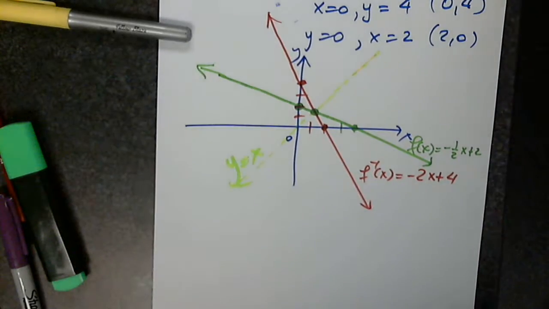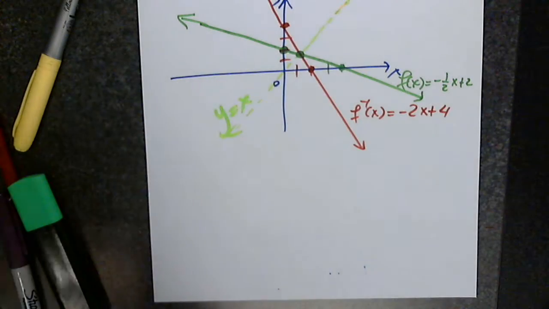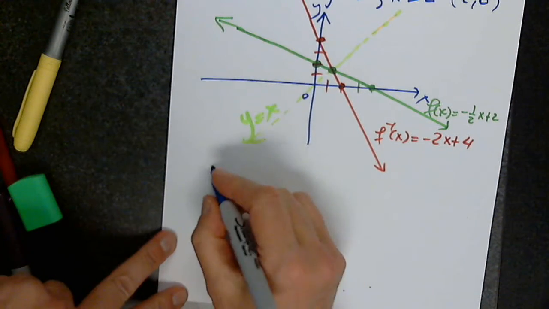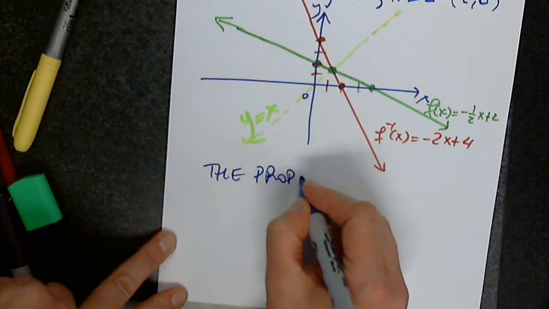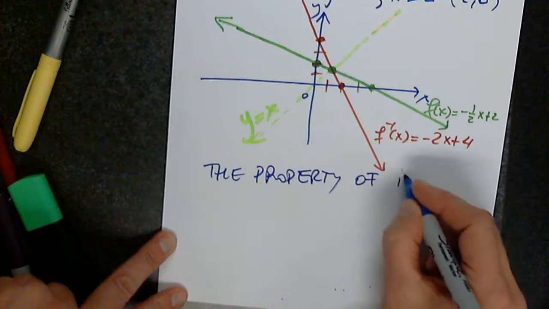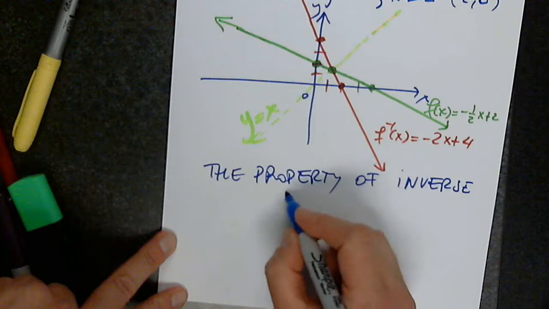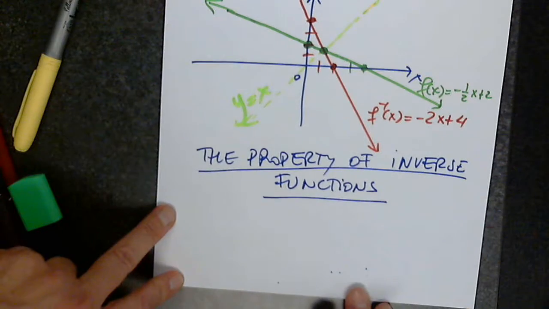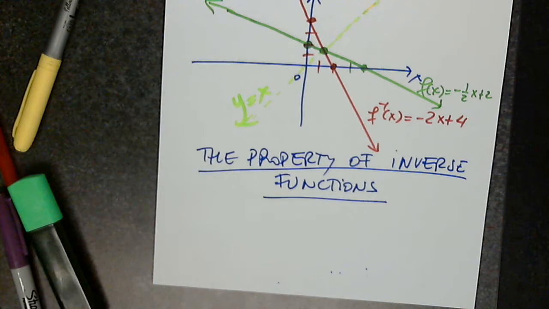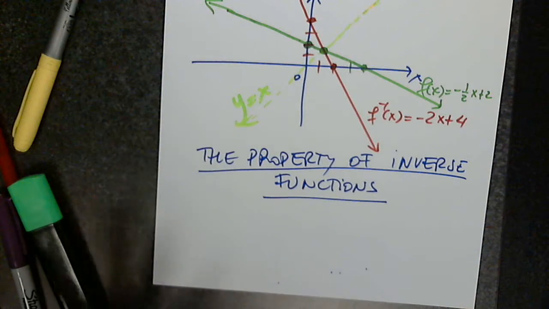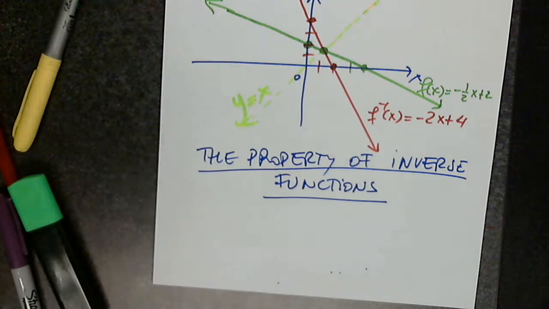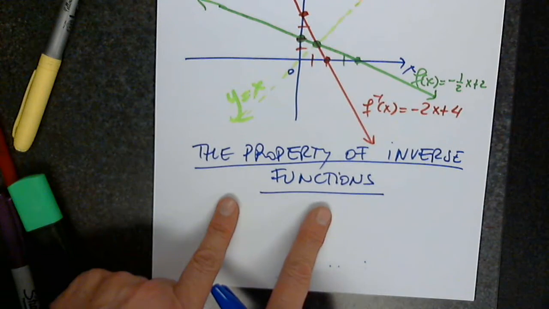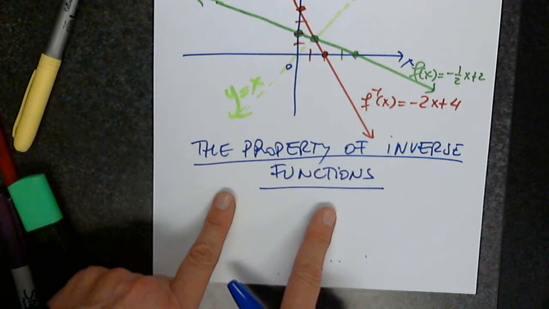Now I would like to talk about a very important property. And this is the end of 12.2. Very important property. It's called the property of inverse functions. First of all, what does this mean? Only two functions that are inverses of each other have this property that I'm going to present in a minute. If two functions are not inverses of each other, they do not enjoy this property. Okay?